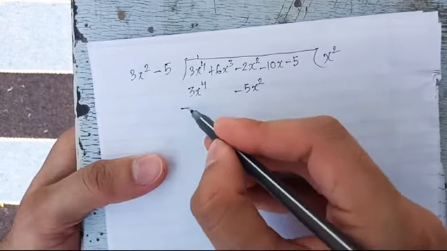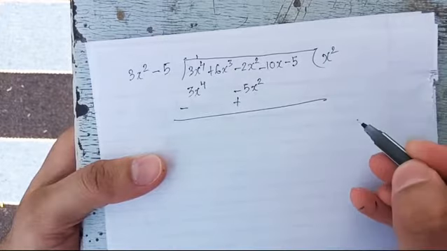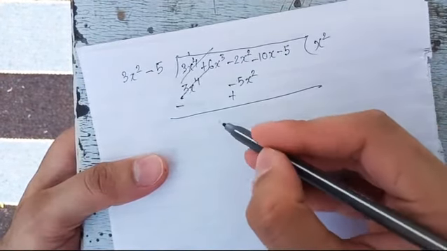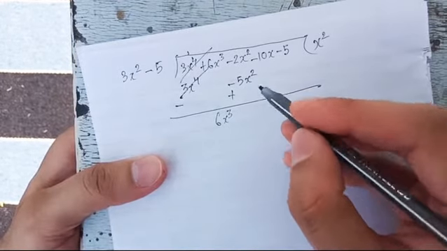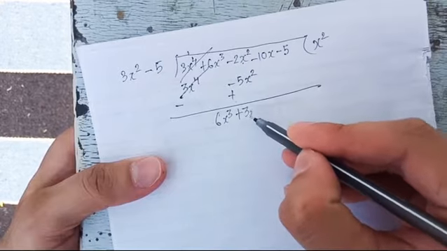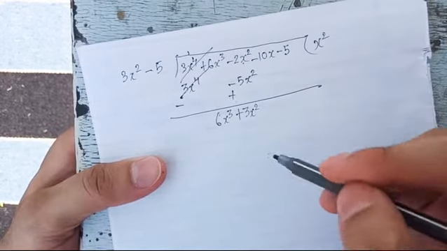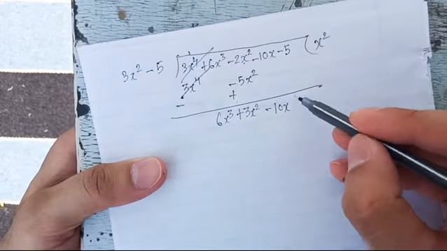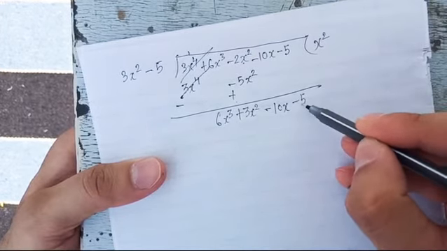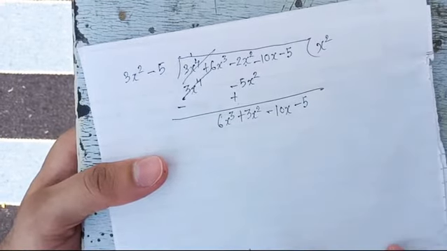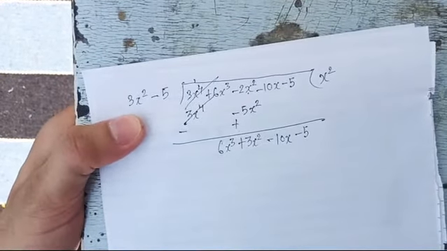Now changing the sign, minus will become plus, and solving them, they will cancel out. What will remain? 6x cube, minus 2x square plus 5x square will become 3x square. Then minus 10x as it is, minus 5 as it is.